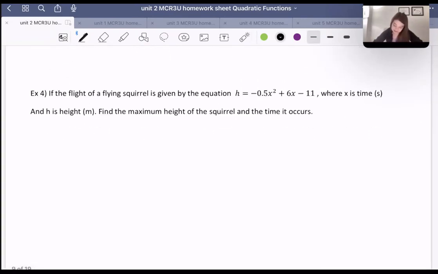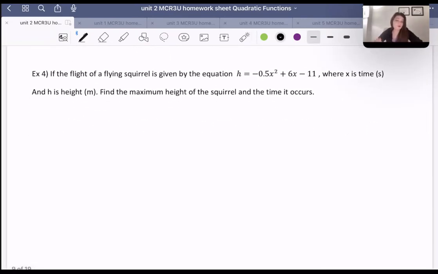This next one is very similar. I mean, they gave it in word problem form, but in terms of the actual method of solving, it's the exact same as the last ones that we just did. So let's do it. It says if the flight of a flying squirrel is given by this equation, where t is the time in seconds and h is the height in meters, find the maximum height of the squirrel and the time that it occurs.